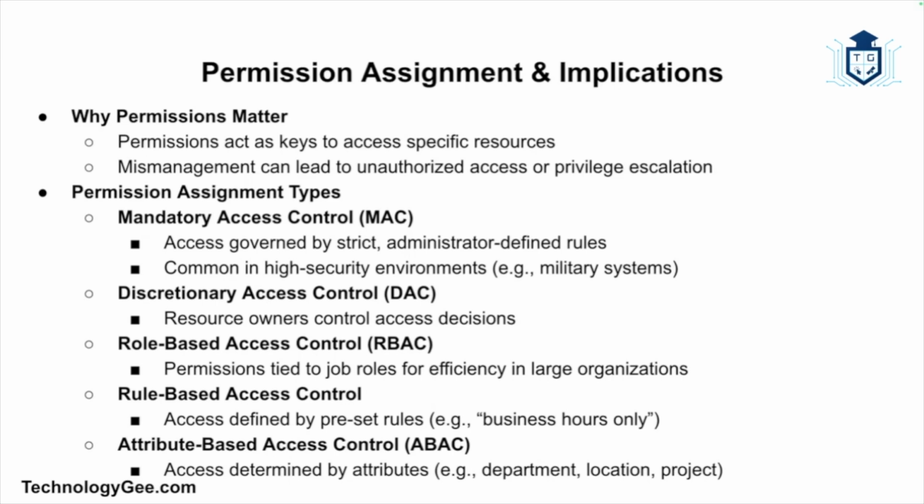Then we have what is called role-based access control, and these are permissions that are assigned based on job roles, and it's very efficient for large organizations. Then we have what is called rule-based access control. The rules determine access, like only during business hours when somebody can get access to a certain resource. And then we have what is called attribute-based access control, and they use attributes like department, location, or project assignment to determine access. So remember, improper permissions can lead to privilege escalation attacks. So you always want to audit permissions regularly.